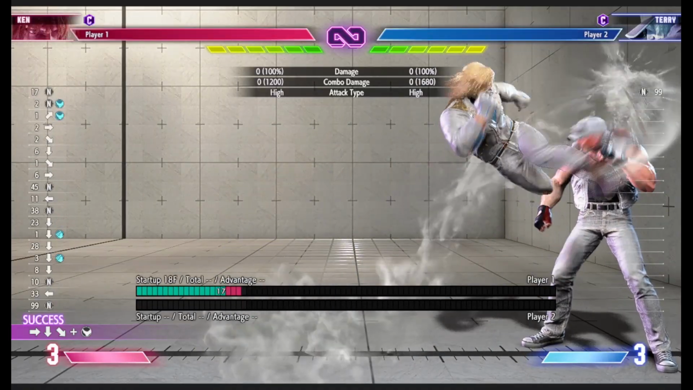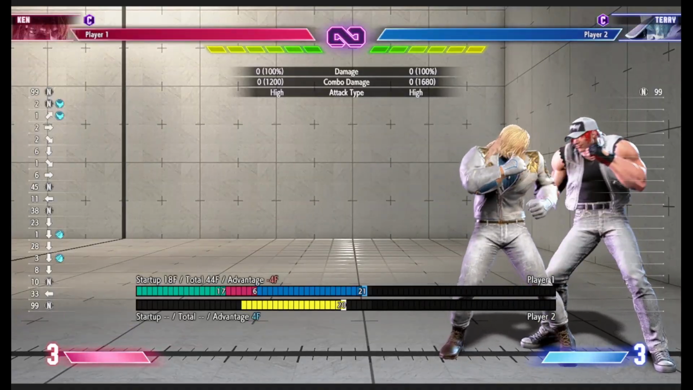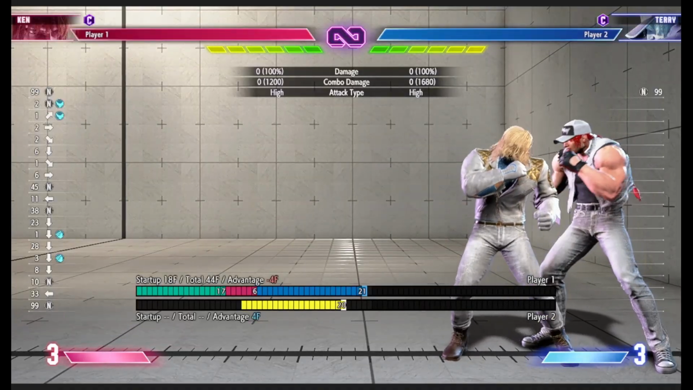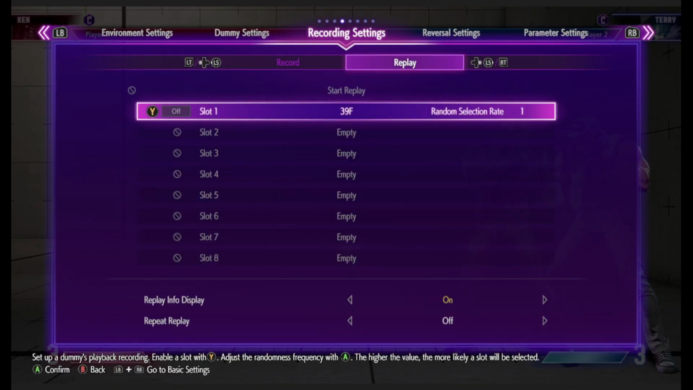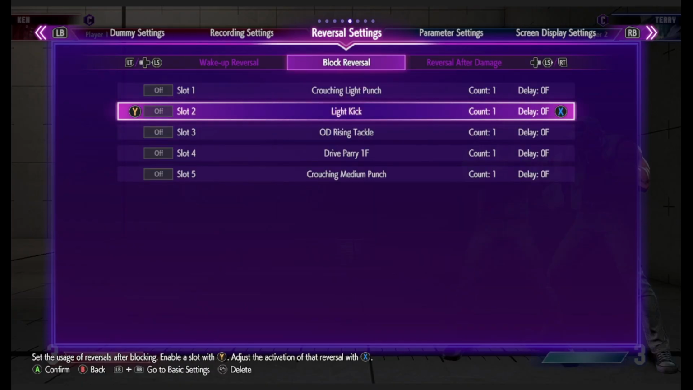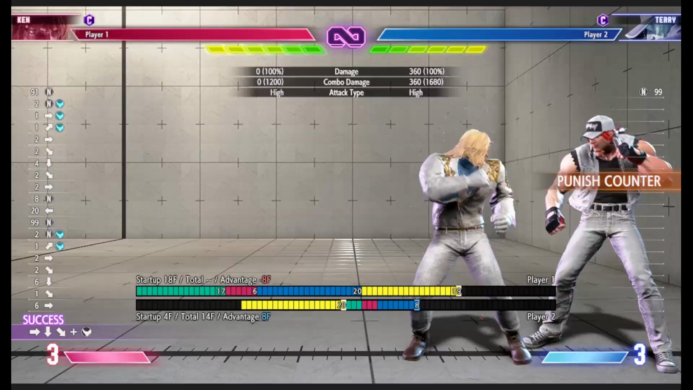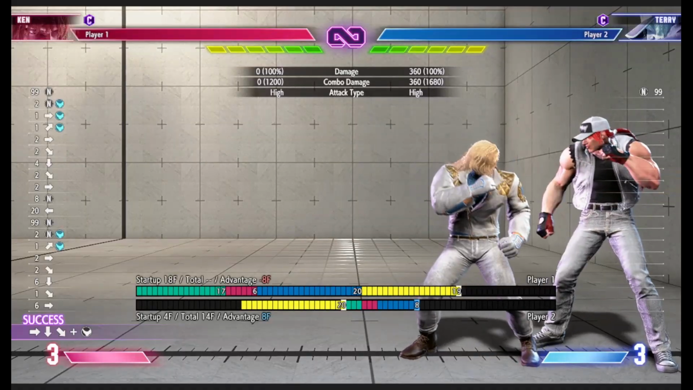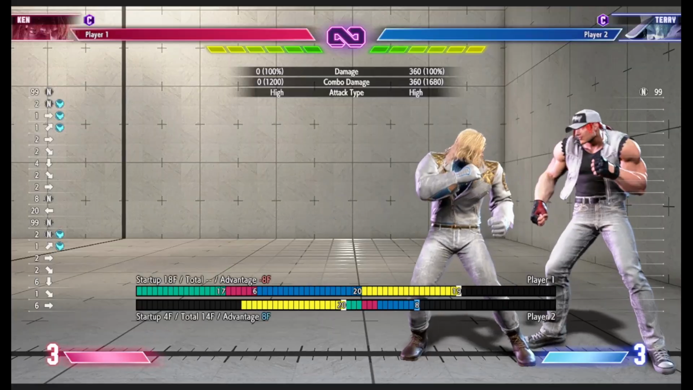So what happens when you or your opponent is in a situation where they are -4 and you have a move that is 4 frames? So if we have him do his 4 frames on block, we're going to do crouch and light punch again. I get punish countered, right? I don't have enough time. I don't have enough time to recover, right?